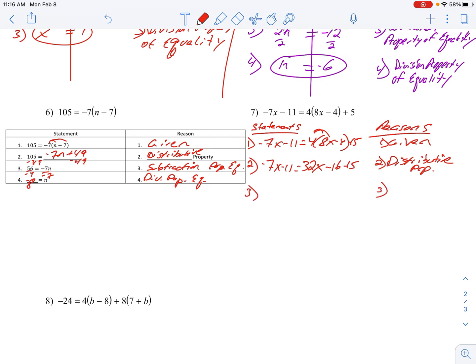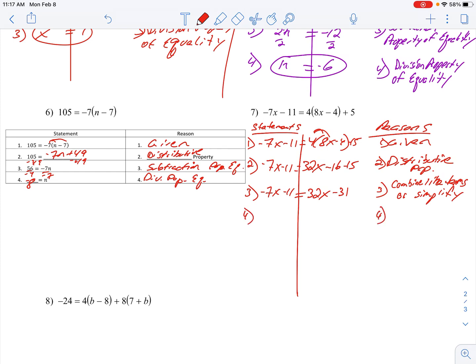Now, to go from step 2 to 3, again, I forgot to draw that line down the middle if that's helpful for you. Right-hand side, I know this is a little bit messy. It's because I can combine like terms. So I'm going to go ahead and combine like terms there. And what I mean by those is the 16 and the 15. Okay, negative 16 minus 15 is negative 31. And I'm going to say combine like terms for my reason. You can also use just the word simplify. Either one of those are fine.